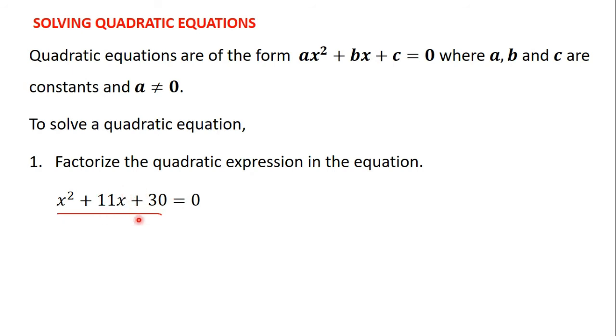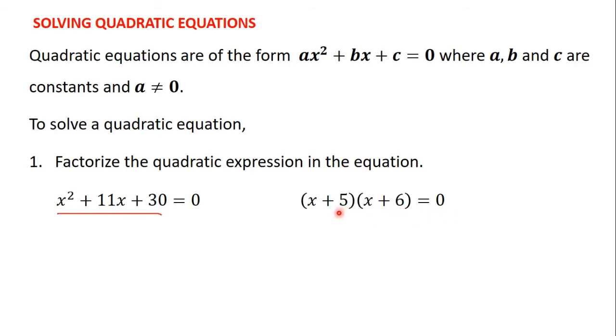We have learned how to factorize a quadratic expression. For this example, if we factorize this quadratic expression, we will have x plus 5 in one bracket, then x plus 6 in another bracket. So after we have factorized the quadratic expression on the left hand side, we are having x plus 5 in one bracket, x plus 6 in another bracket, and this is equal to 0 because what we have on the right hand side is 0. So x plus 5 in one bracket, x plus 6 in another bracket is equal to 0.